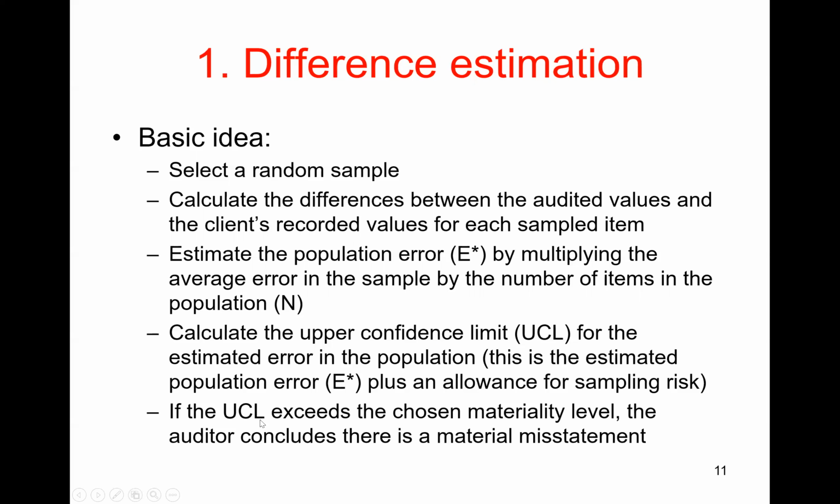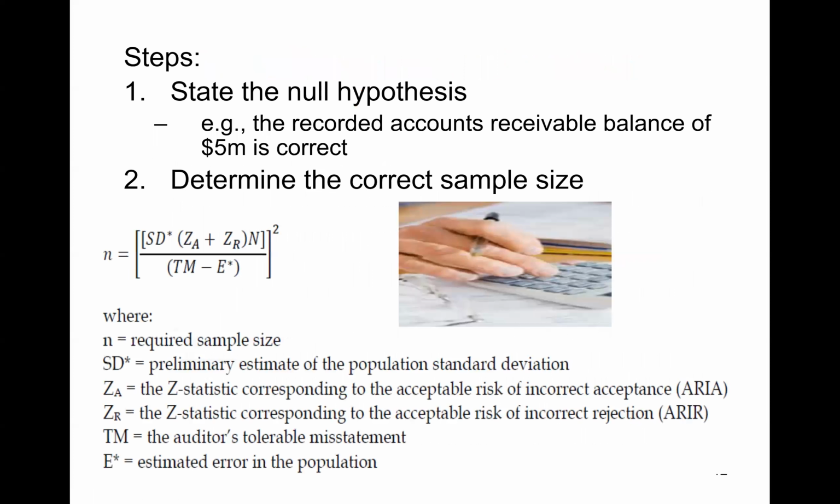And then if the upper confidence limit, if that is, if the estimated error in the population plus the allowance for sampling risk exceeds the auditor's desired materiality level, then the auditor can conclude that there is a material misstatement. If the upper confidence limit does not exceed the auditor's materiality level, then any misstatement is immaterial. So that's the basic intuition for what's going to happen as I work through this. So what I'm going to do is give you an example, right? I'll work through the steps so that you can see how to do the calculations.